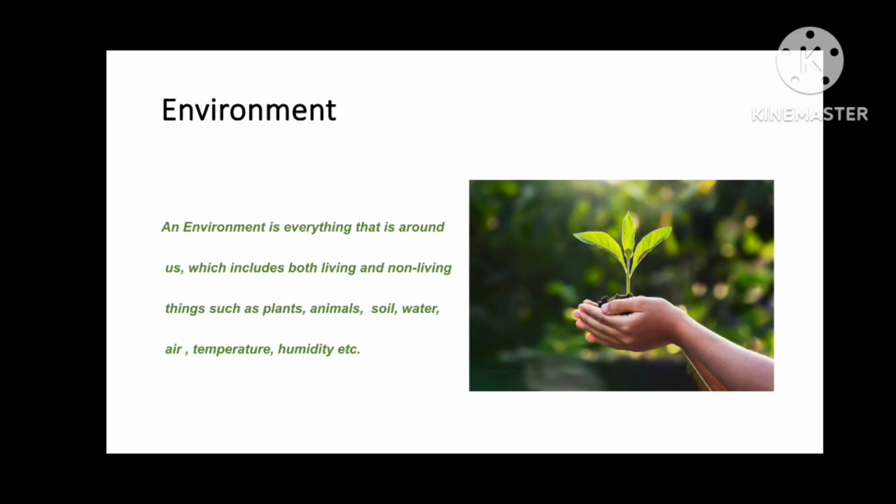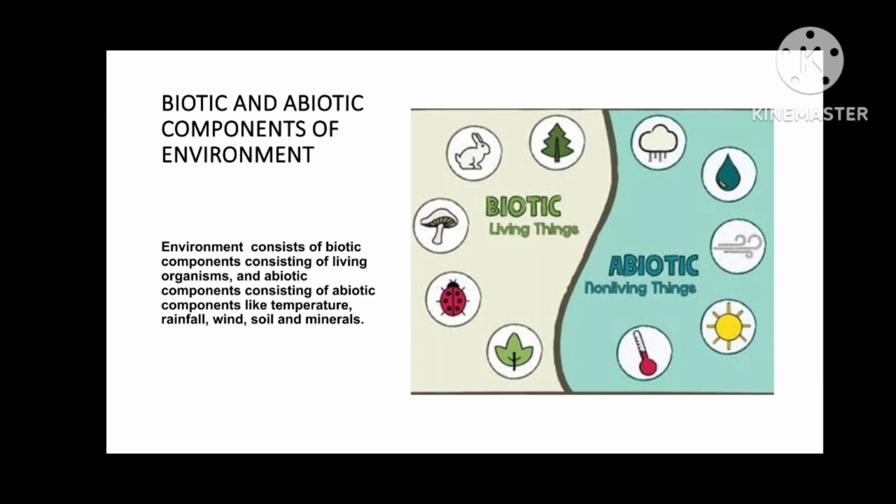together makes our environment. Plants, animals, microorganisms, soil, water, air, temperature, humidity, rainfall, etc. These all together make our environment. Living components of environment are known as biotic components, such as plants, animals, microorganisms, etc. Non-living components of environment are known as abiotic components, such as soil, air, water, temperature, sunlight, rainfall, etc.